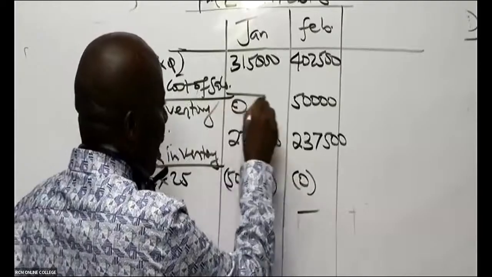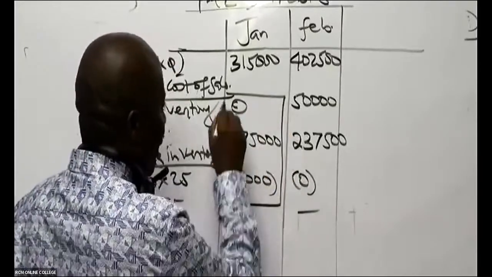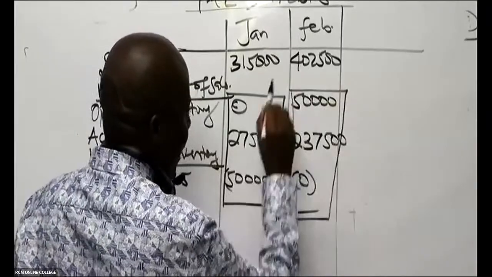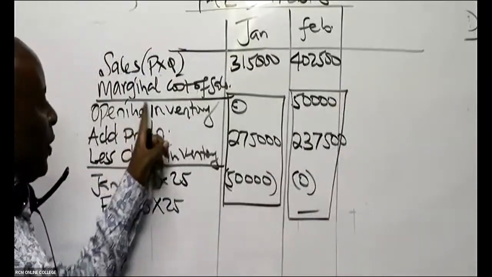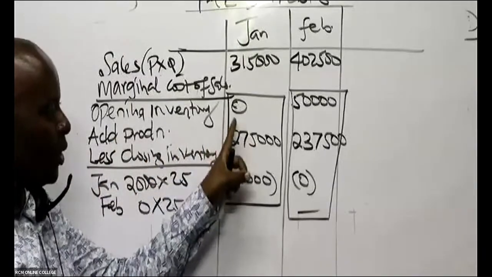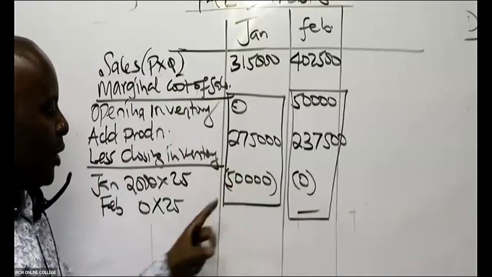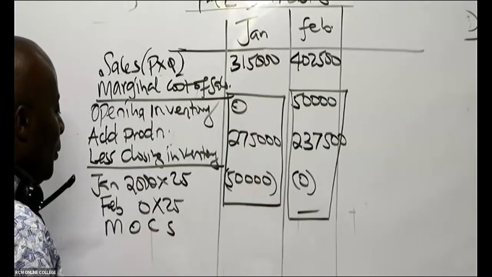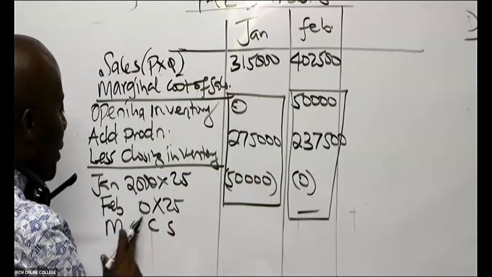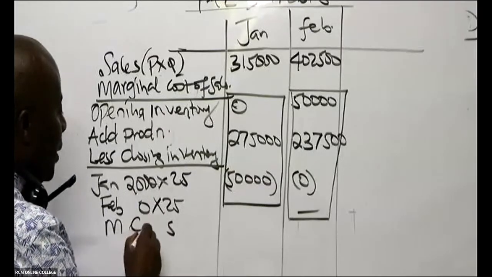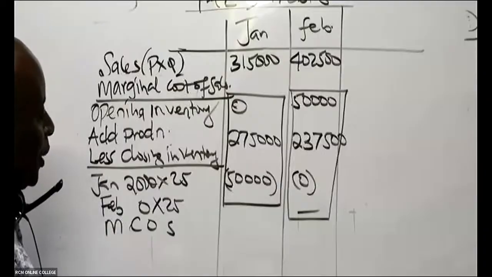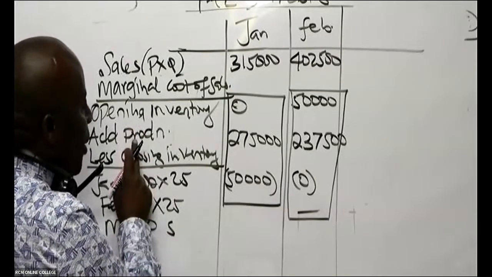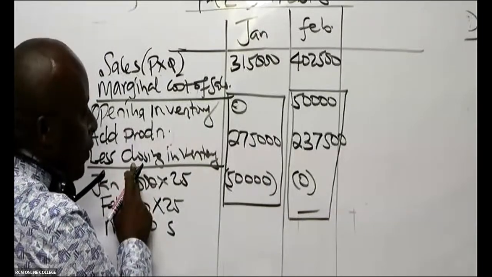So please take care of these 3 numbers. Always take care of them. So you're taking opening inventory, you add the production. So you take 0 plus this minus this, you give me the MOCS, marginal cost of sales. Remember, to get marginal cost of sales, you take opening, you add production, you less closing inventory.